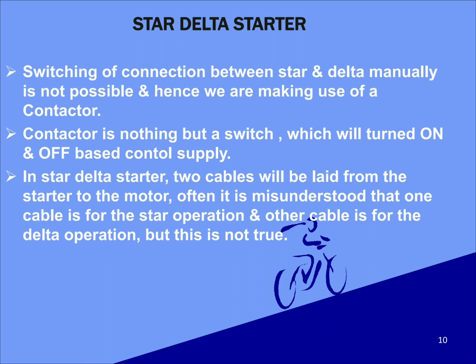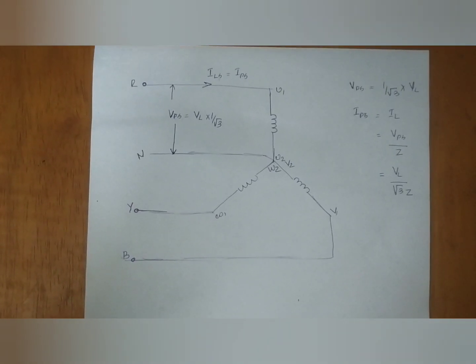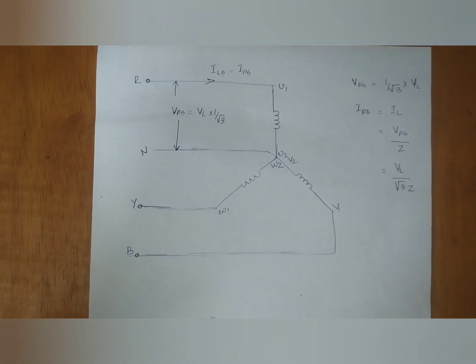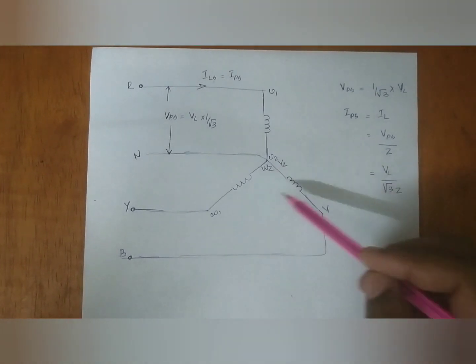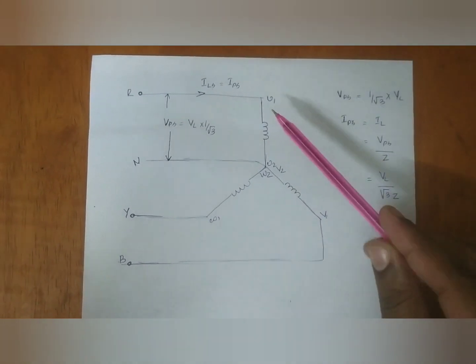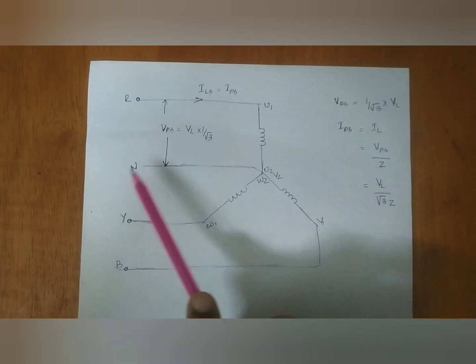But this is not a true fact. Now, before going to the operation of a star delta starter, let's see the operation of a motor in star as well as in delta independently. This is a star connection. You can see here the secondary sides of all the windings are being shorted and it's been termed as neutral.